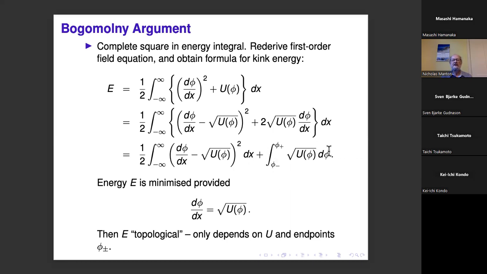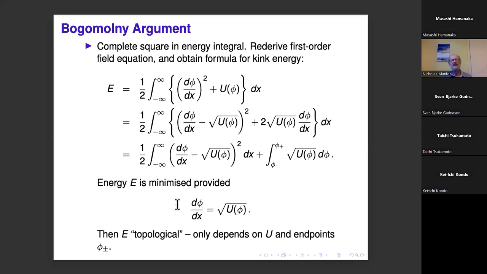And the nice thing about this term, which was recognized by Bogomolny, is that it is topological, because it depends on the endpoints where phi begins and ends, phi minus and phi plus. It depends on the function u, but it doesn't depend on how phi runs from phi minus to phi plus. So you have this function phi of x, but the x dependence doesn't come into this integral. The energy doesn't depend on the shape of phi of x. It only depends on the asymptotic values of phi, phi minus and phi plus. And of course, it does depend on the potential.